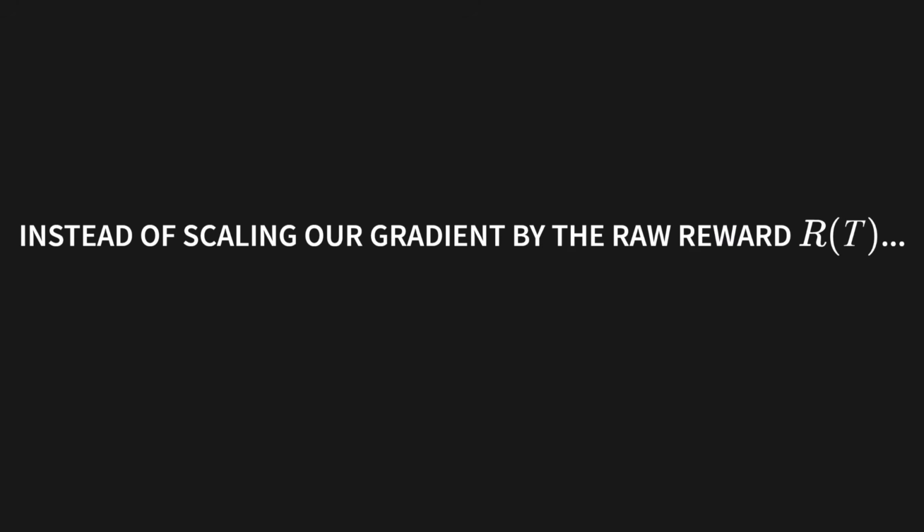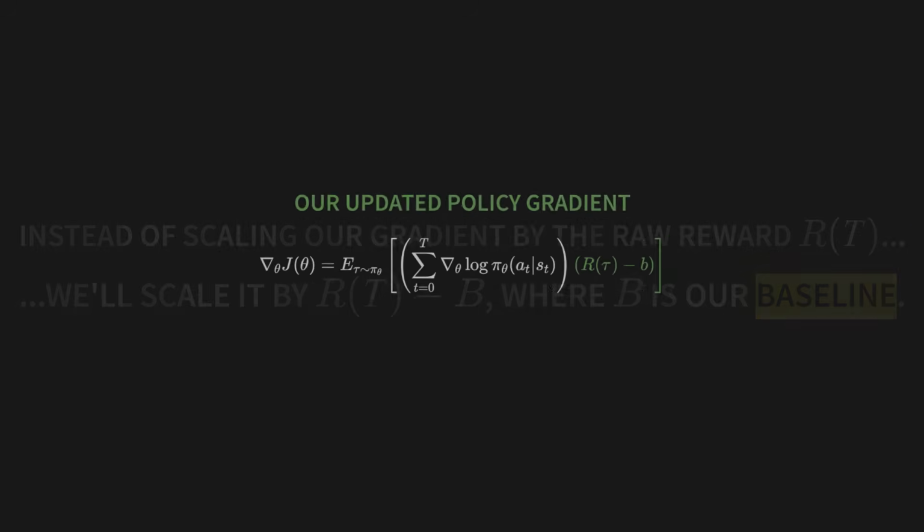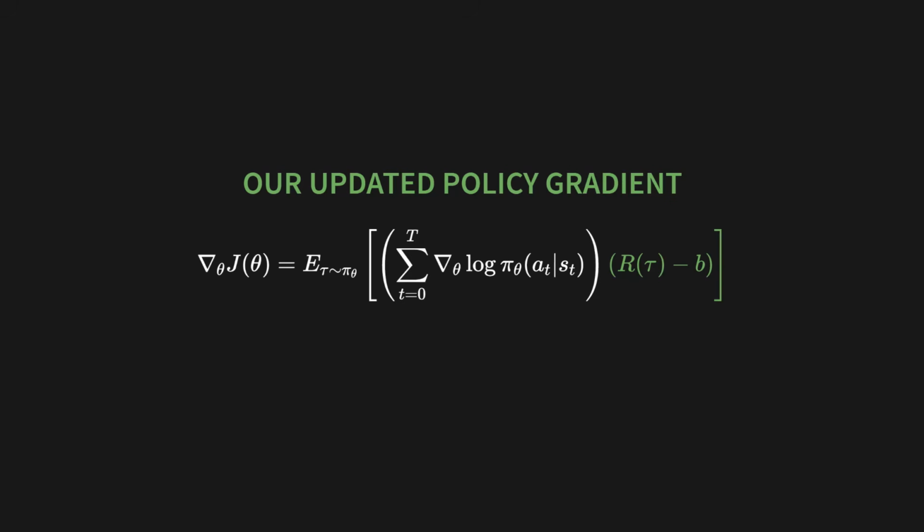So here's the trick. Instead of scaling our gradient by the raw reward, R of tau, we'll scale it by R of tau minus b, where b is our baseline, our expectation. This gives us our updated policy gradient. You can see the formula here. The structure is exactly the same as before. But look at that highlighted part. Instead of the raw reward, we multiply by the reward minus our baseline.